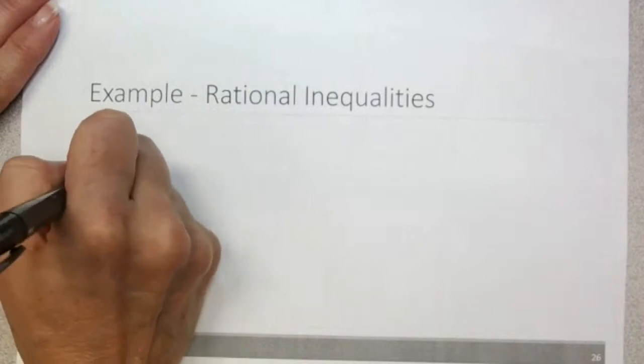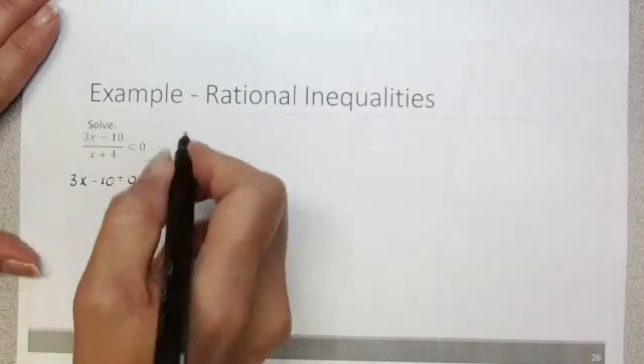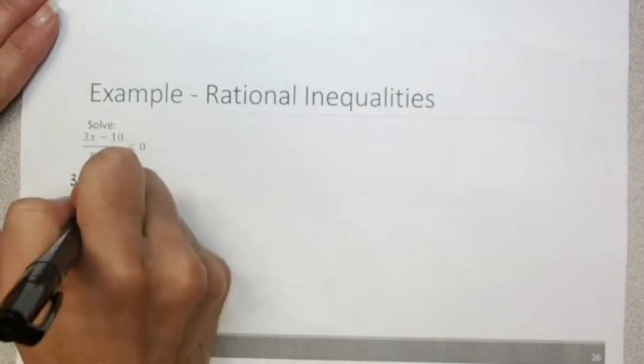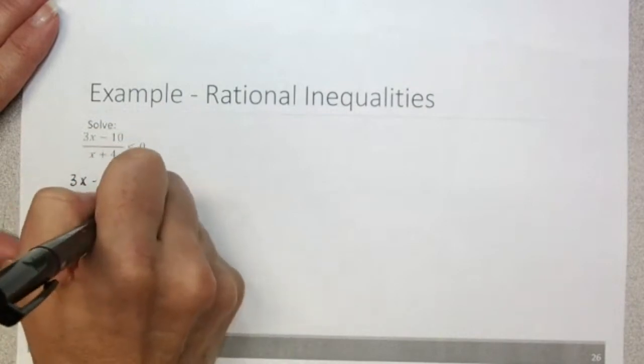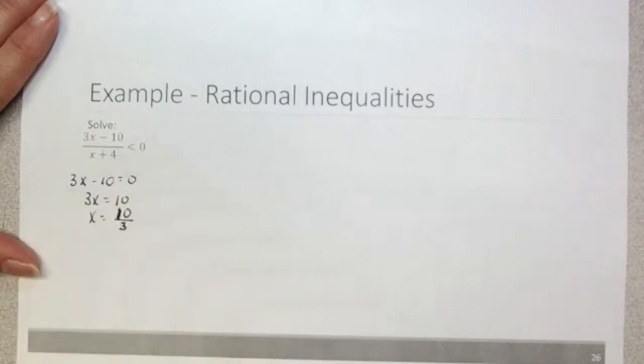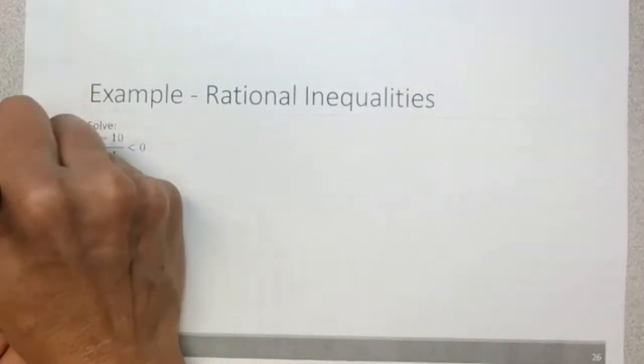So 3x minus 10 equals 0. Add 10 to both sides, and then divide by 3. We see that x is equal to 10 thirds. There's step 1.